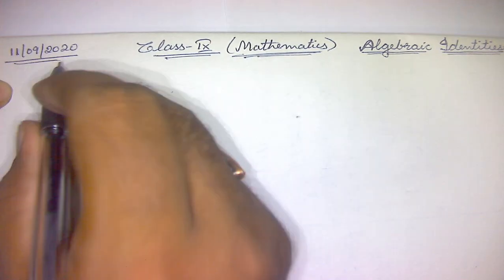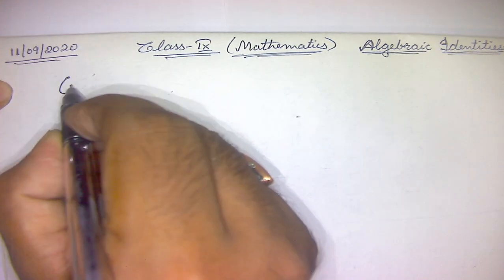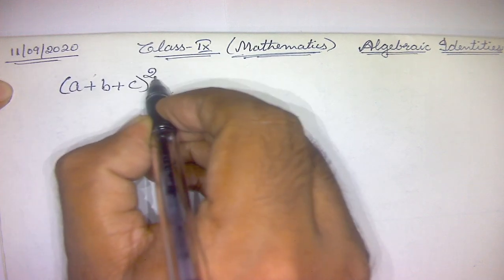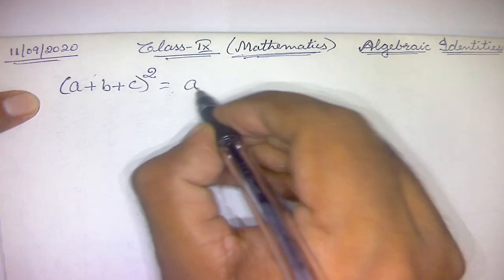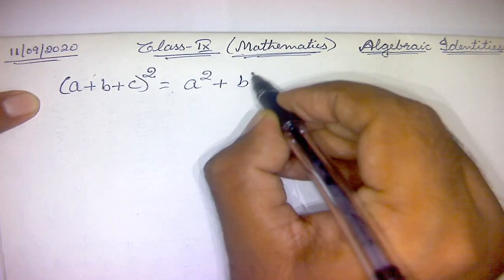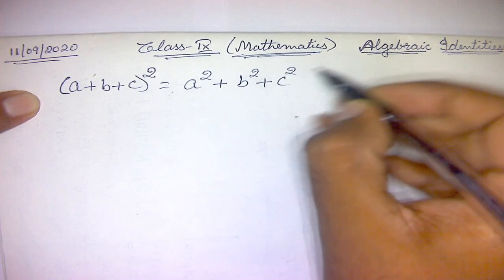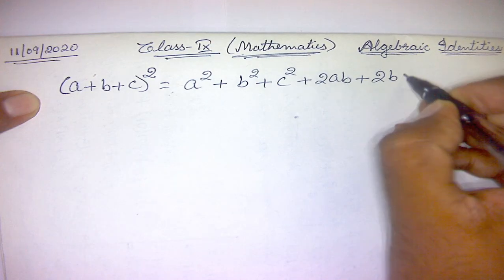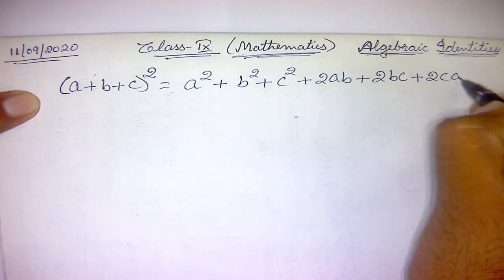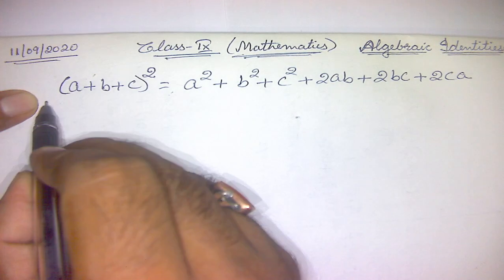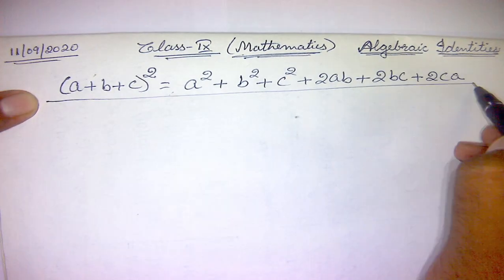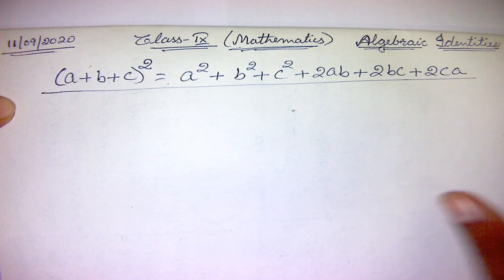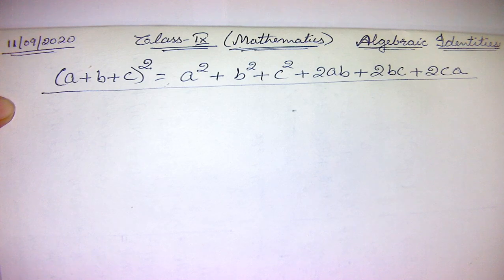The next identity is a square identity, that is (a + b + c) whole squared is equal to a squared plus b squared plus c squared plus 2ab plus 2bc plus 2ca. So this is the next identity, and first we'll understand the use of this, how to use it, and then how to use it in factorizing.